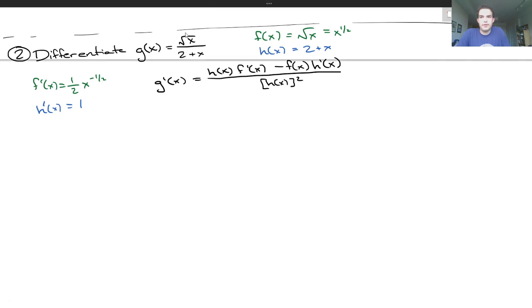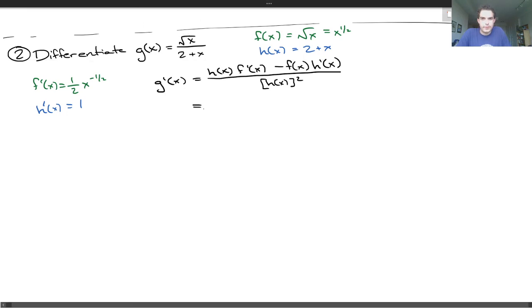And now we can plug in to our formula here for g prime of x. So g prime of x equals h of x, that is 2 plus x, times f prime of x, which is 1/2 x to the negative 1/2, minus f of x, which is square root of x, times h prime of x. Well, that's just 1, so times 1, that doesn't do anything. And divide this whole thing by 2 plus x squared.